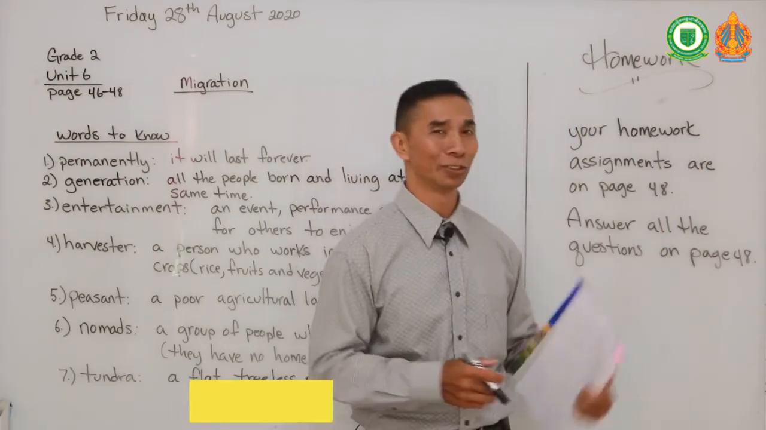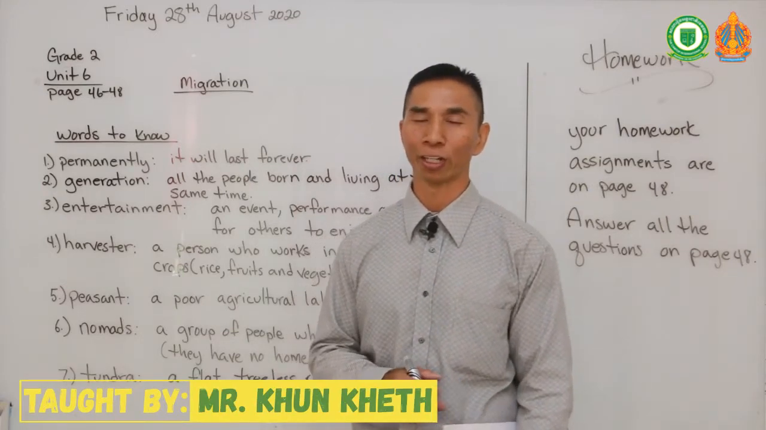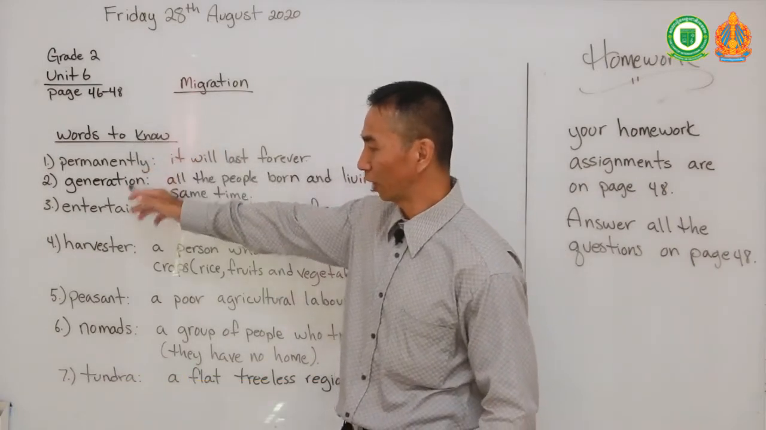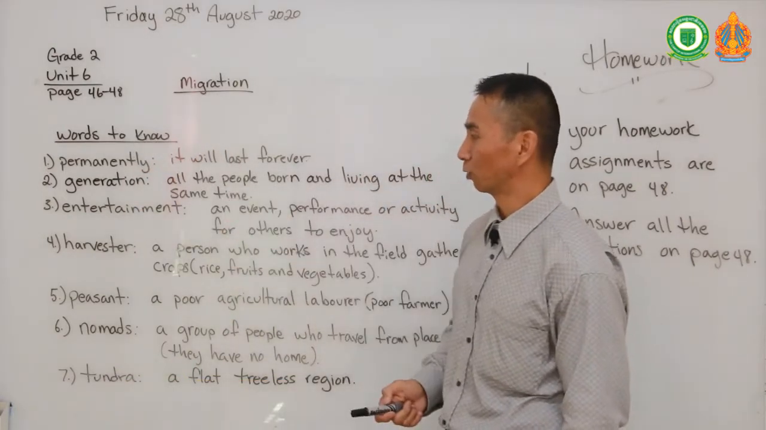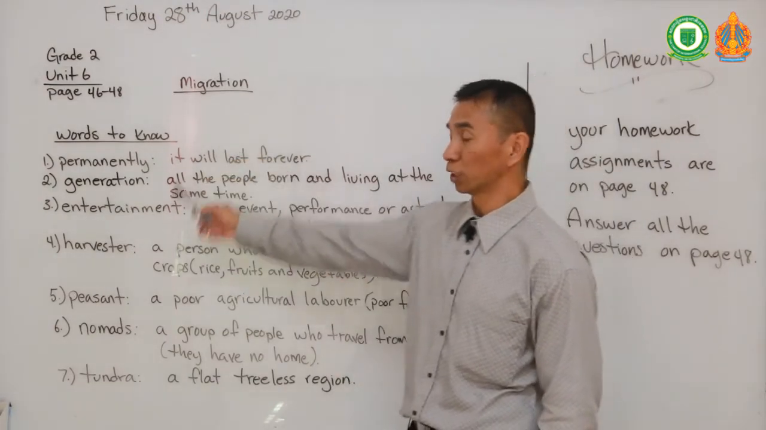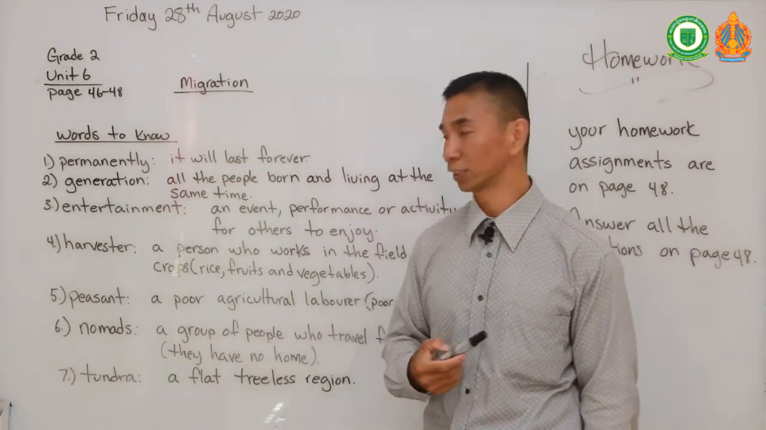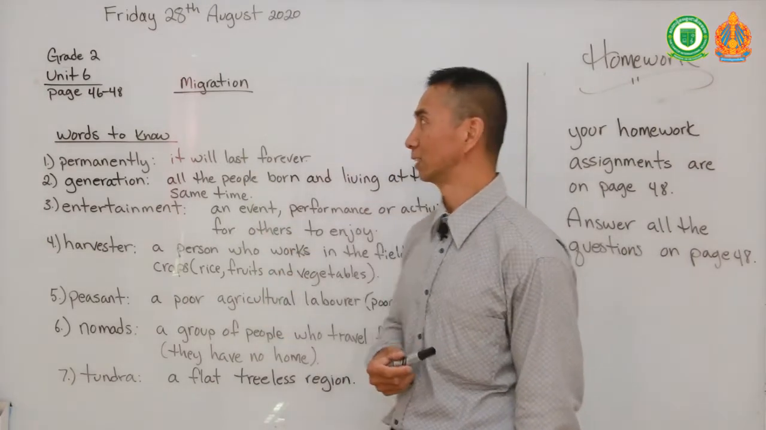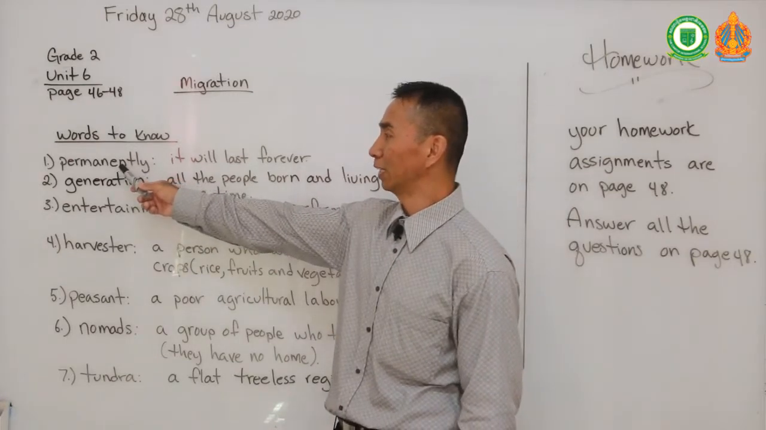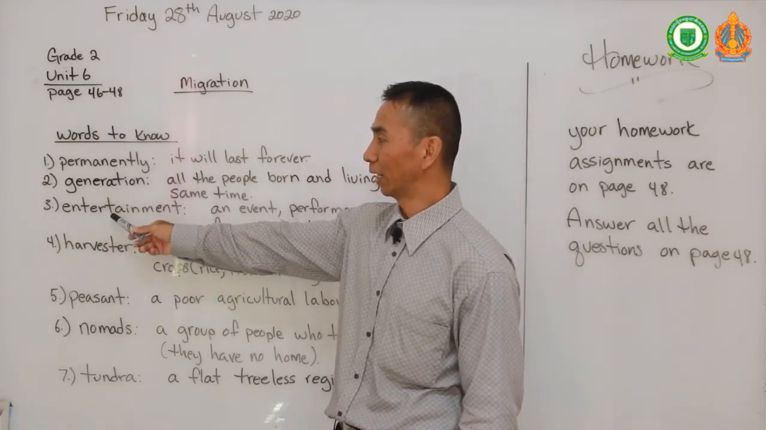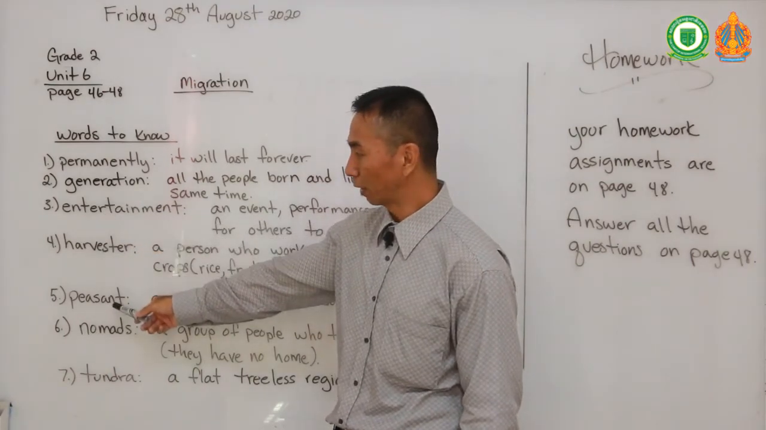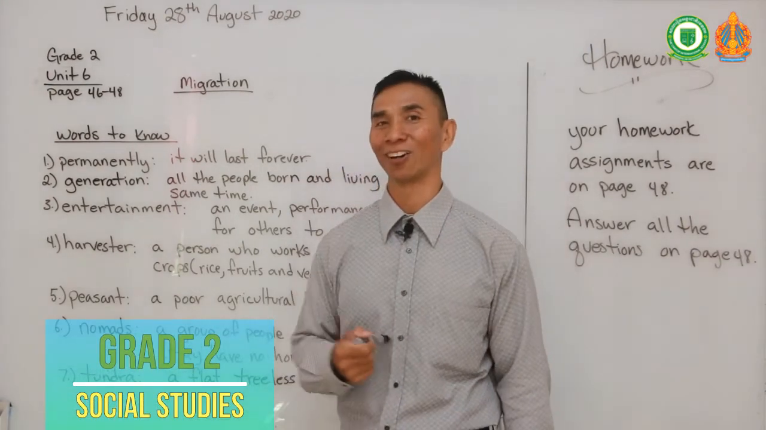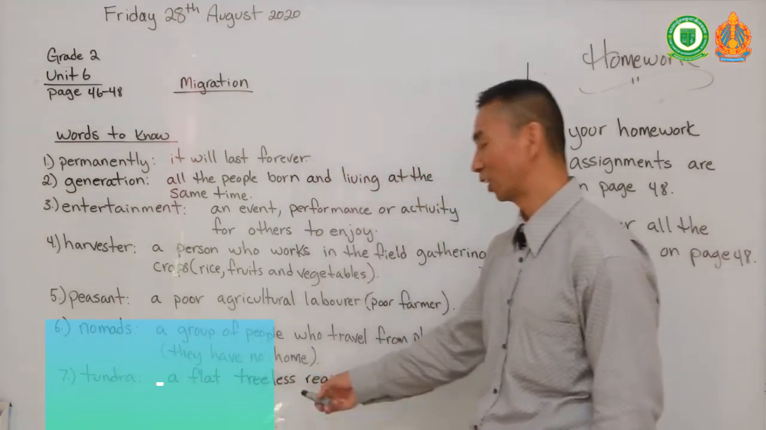Before we go on to explaining your homework, I would like to do a quick recap of what we have learned today. Thank you for copying and writing down all the words that I have written on the board. Remember, these words are important, so I want you to study these words, because I will ask you about them next week before we start our lessons. The words are: permanently, generations, entertainment, harvester, peasant, nomads, and tundra. Remember, a tundra is not a car that we're talking about. A tundra is a flat, treeless region.